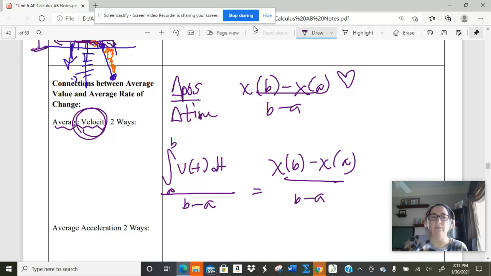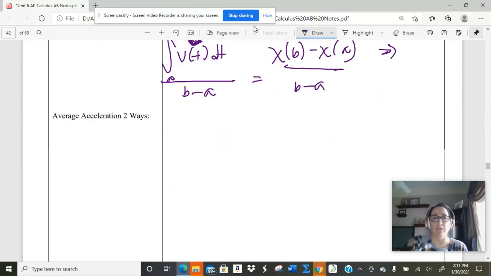So if I want an average velocity, I could integrate the velocity and divide by b minus a. Whatever that function is on the inside, this process gives me that average output value of that function on the inside.